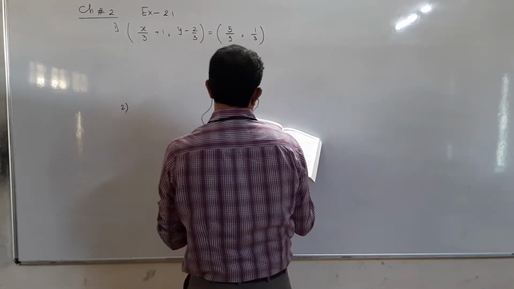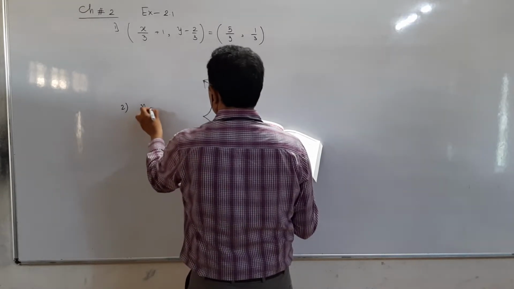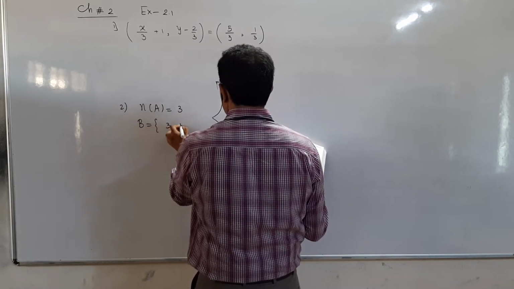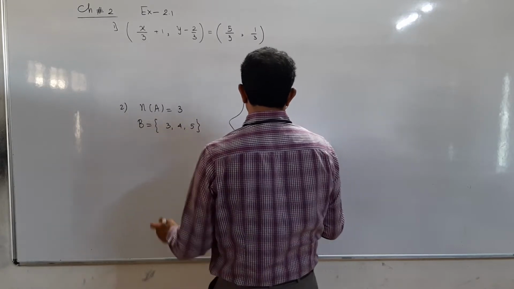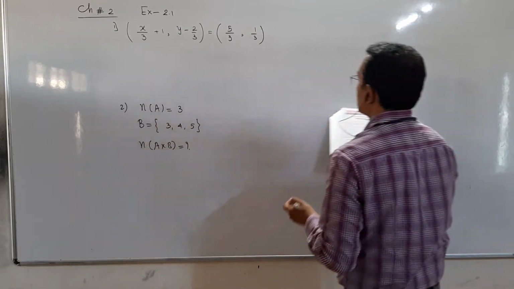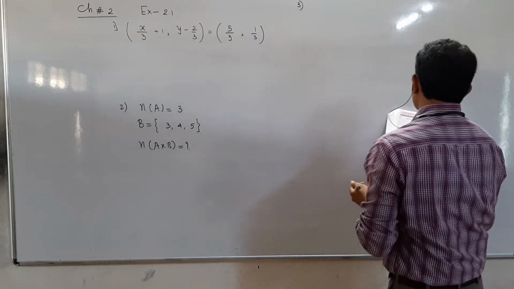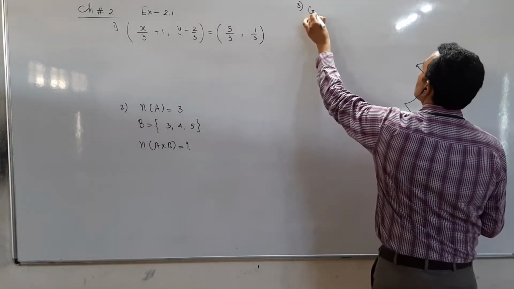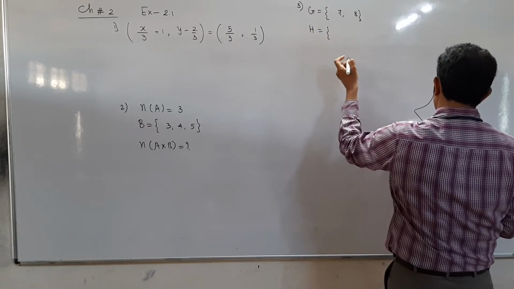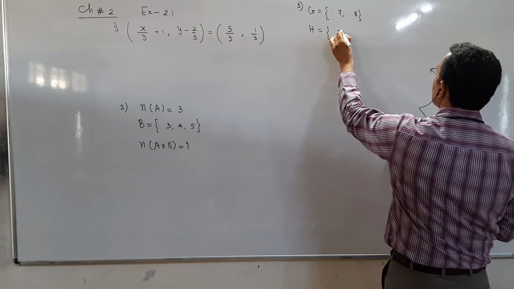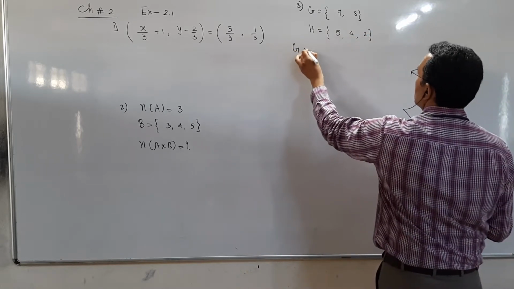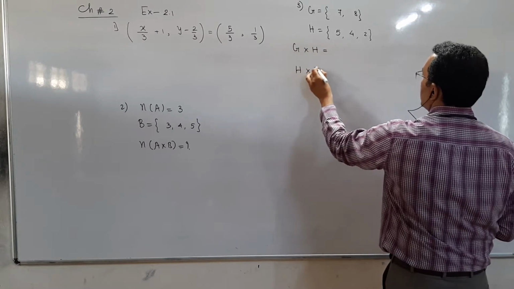Okay, second question I'm writing. If set A has 3 elements, cardinal number of A is 3, and set B has 3, 4 and 5, then find the number of elements of A cross B. Let us note down the third question. Set G is equal to the set of elements 7, 8, and set H is equal to the set of elements 5, 4 and 2. Then students, find G cross H. And the other part is find H cross G.